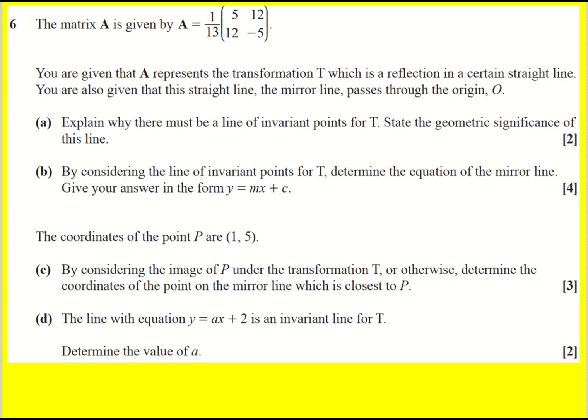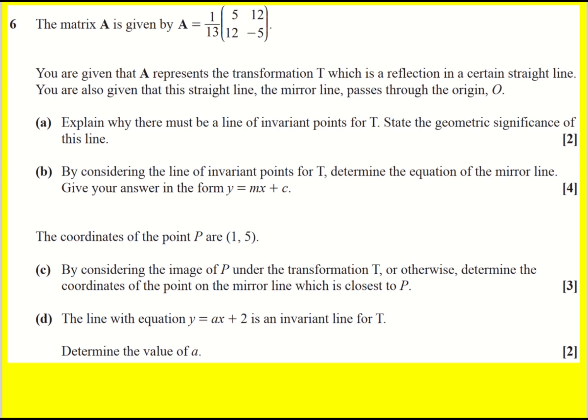We're given that A represents a transformation T, which is a reflection in a certain straight line. We're also given that this straight line, the mirror line, passes through the origin. Find why there must be a line of invariant points for T to state the geometric significance. So an invariant point is when you apply a transformation and the point stays exactly where it is. And the line of invariant points is like a whole line of these points that stay exactly where they are.